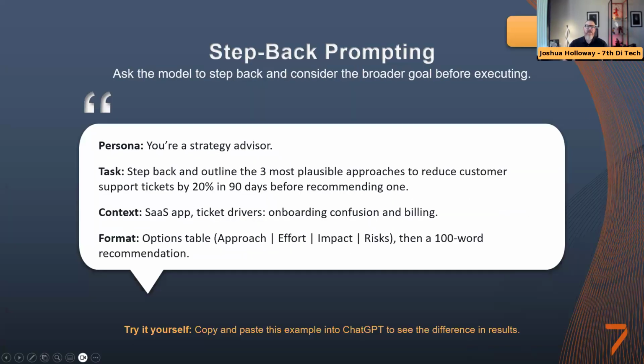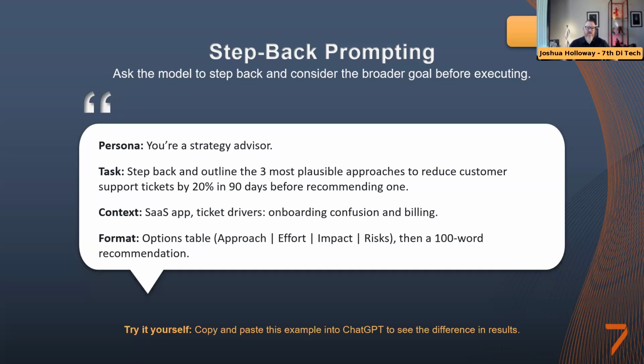After that, we have the step back prompting. That's where we're going to ask ChatGPT or whatever tool you're using to take a step back and think before you answer. We're giving it, you're a strategy advisor. Step back and outline the 3 most plausible approaches to reduce customer support tickets by 20% in 90 days before recommending one. We're looking at a SaaS app, ticket drivers, onboarding confusion, and billing. Take these all into consideration. Option table approach, give it approach, effort, impact, risks, then a 100-word recommendation.